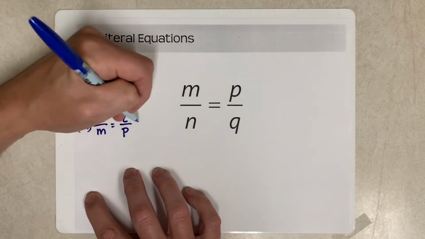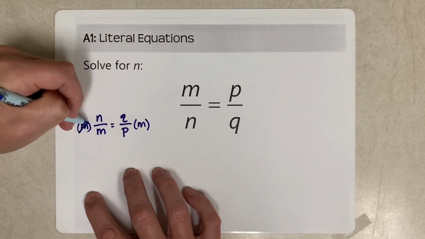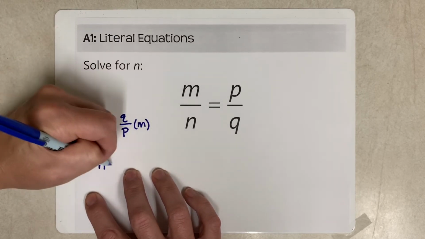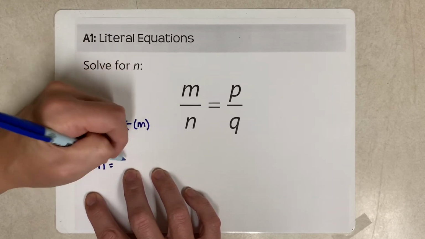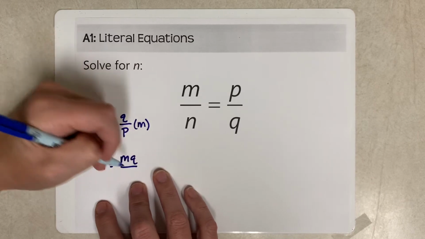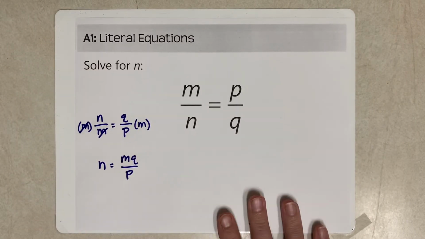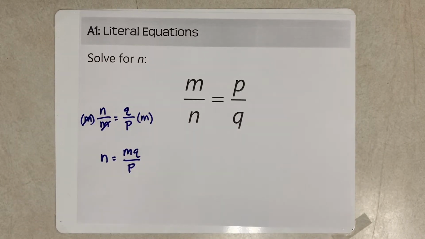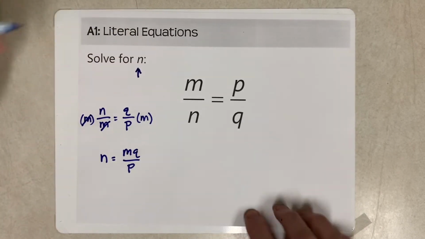So I multiply both sides by m, bring down my n is equal to m times q over p. So the more math you know, the more little tricks like that you can do to kind of help yourself out. And n is definitely by itself.